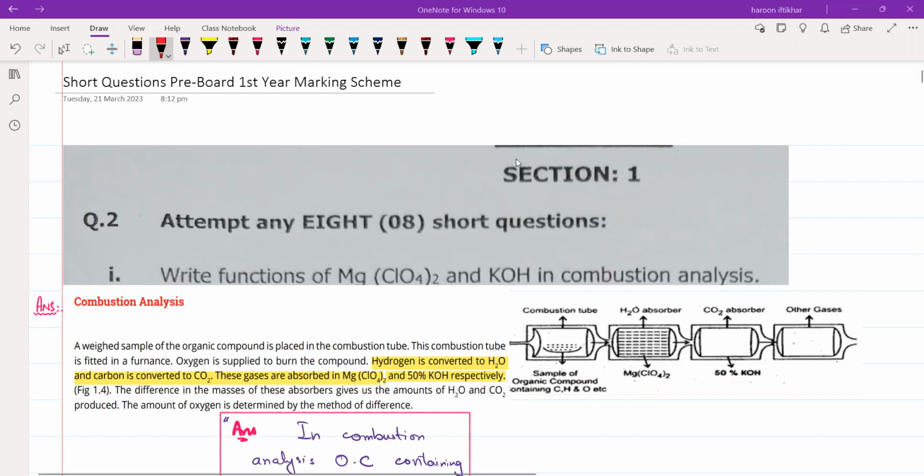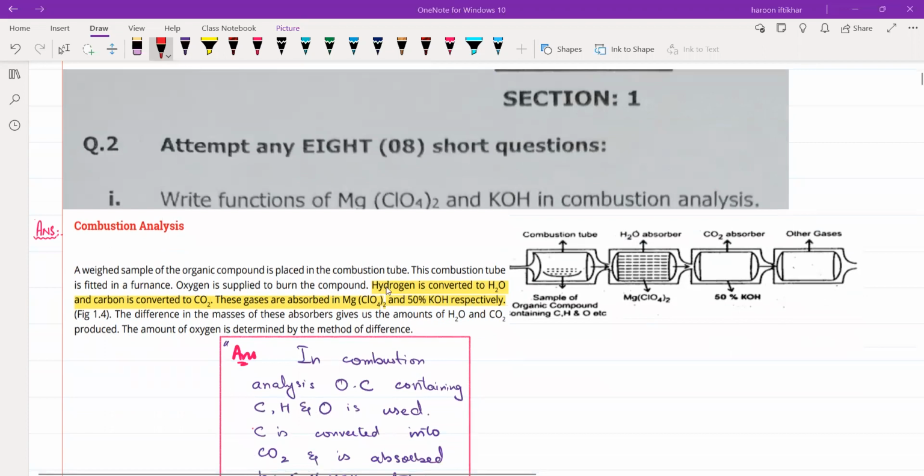We are going to discuss section one. It's about the short questions in the pre-board exams of F.Sc College. So here in front of you is the first question, and this is about the right function of magnesium perchlorate and potassium hydroxide in combustion analysis.